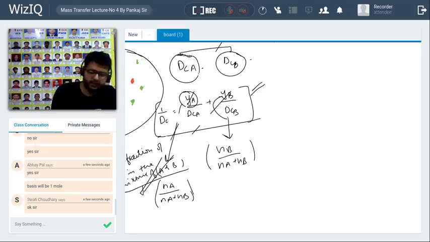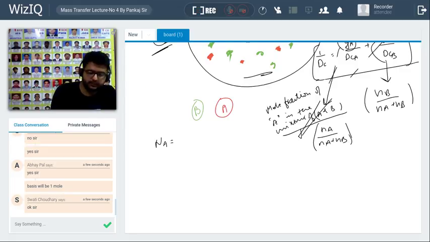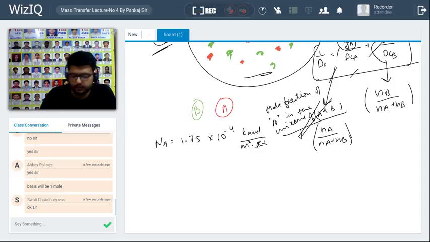The answer is Na is equal to 1.75 into 10 raised to the power minus 4 kilomole per meter square per second. Okay, this is the answer. So try it out again tomorrow. Okay, so I think you will get the answer.